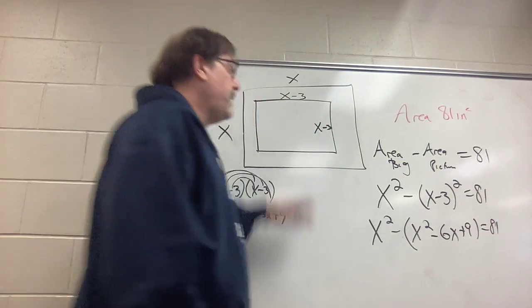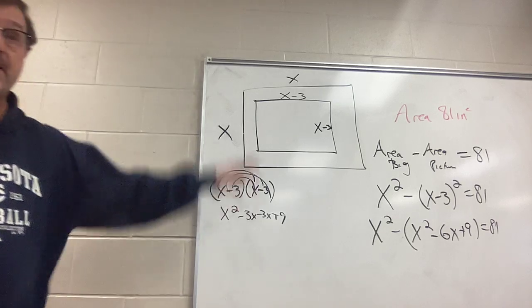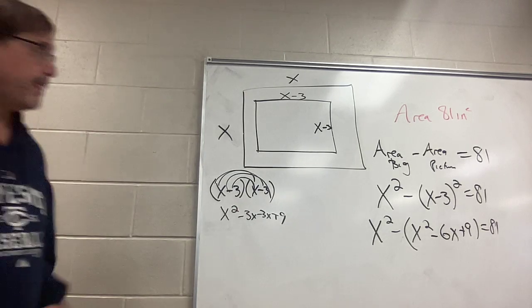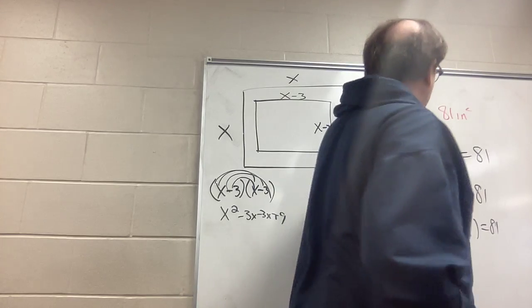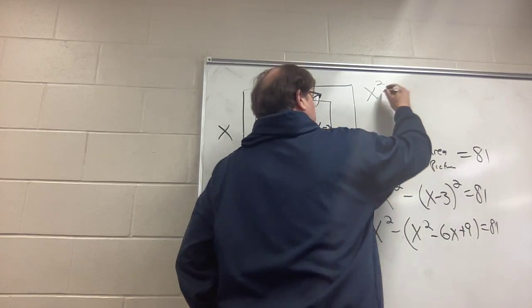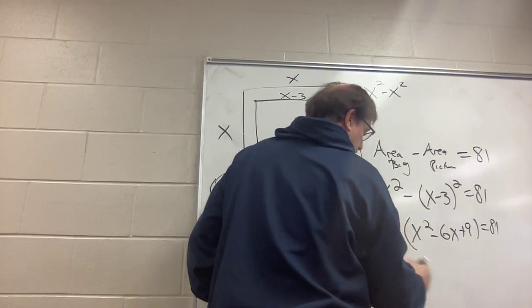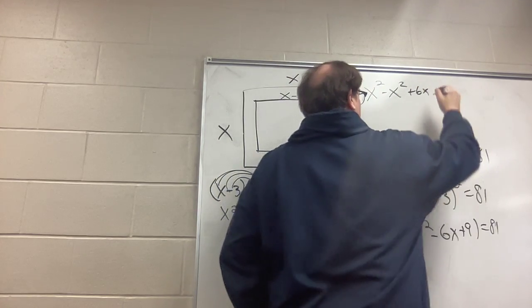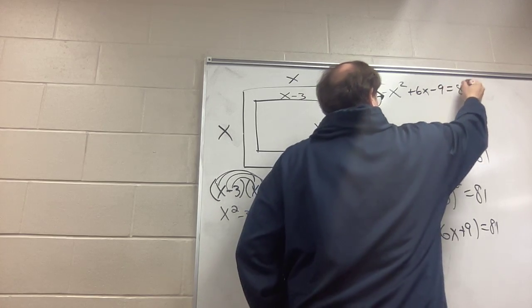We've taken the area of the big minus the area of the picture, becomes 81. I'll write this a little higher up now. We do distributive property. The negative comes through here and you get minus x squared. Comes through here, you get plus 6x. Comes through here, you get minus 9 equals 81.